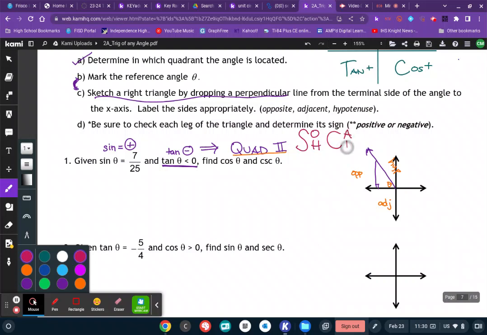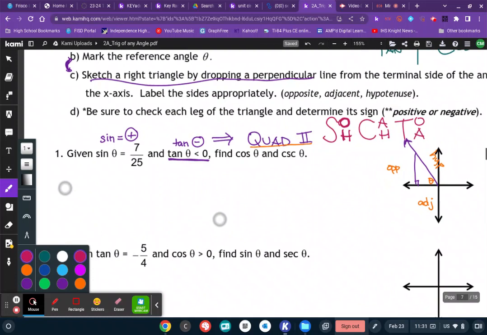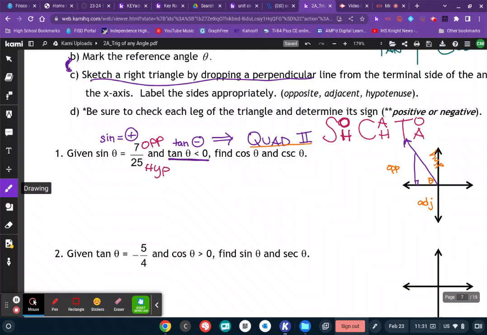Got to remember SOHCAHTOA. According to SOHCAHTOA, sine is the opposite over hypotenuse. So what they've given me here, 7 over 25, means that 7 belongs to the opposite side and 25 belongs to the hypotenuse side. So let's take that information over to my diagram and label 7 and 25.